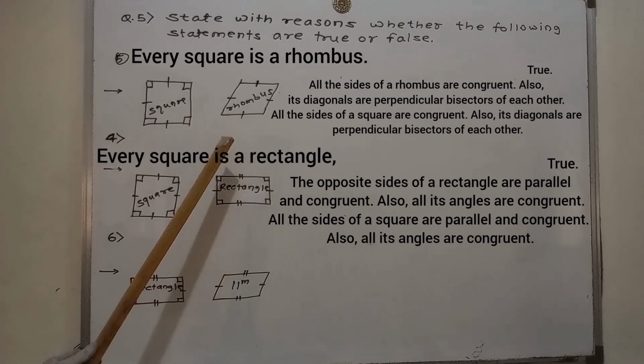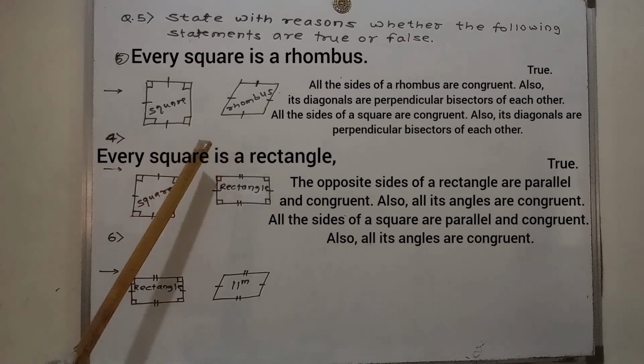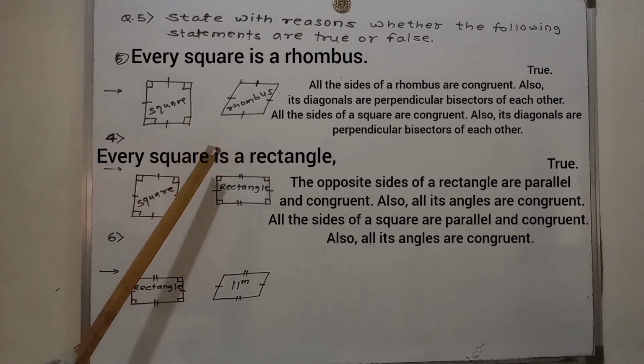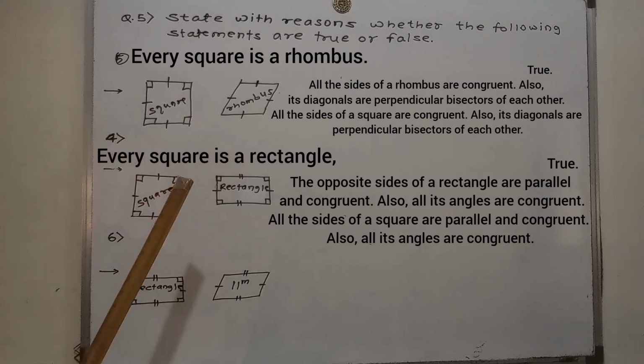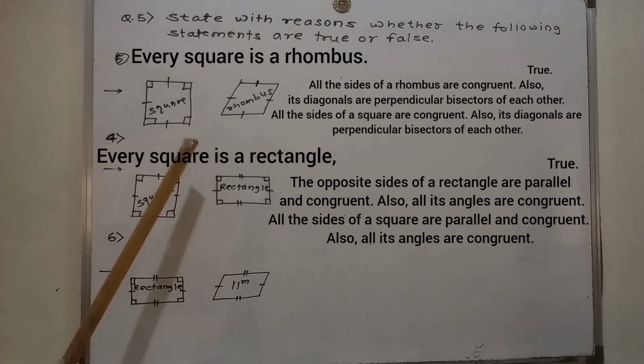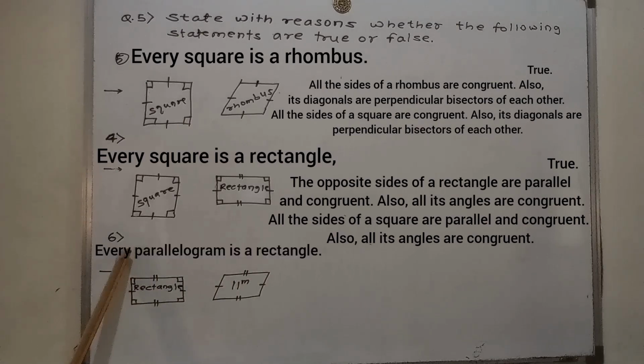What is the reason behind it? All the sides of rhombus are congruent. Also, its diagonals are perpendicular bisectors of each other. Okay. And in square, all the sides of a square are congruent. Also, its diagonals are perpendicular bisectors of each other. Did you get it? Then next one, that is sixth.